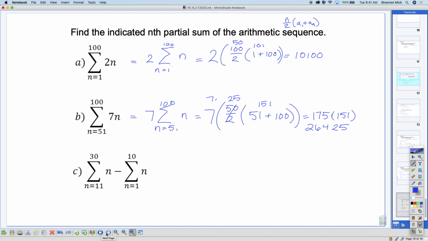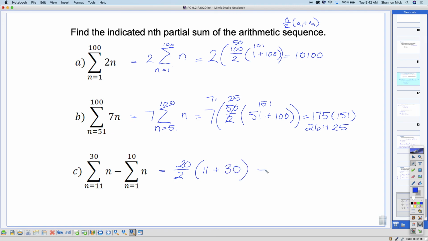Okay, do I put these together, or can I do them separately? Yep, separately and subtract. So from this one, I'm going from 11 to 30, and this one, I'm going from 1 to 10. From 30 to 11 is 20. So 20 over 2. My first term is 11. My last term is 30.